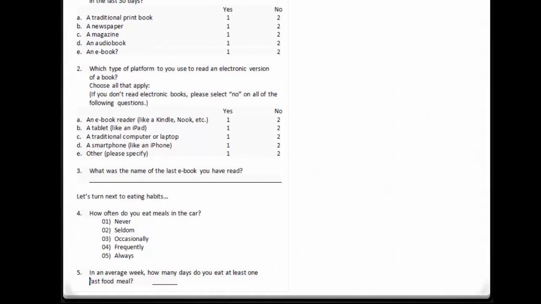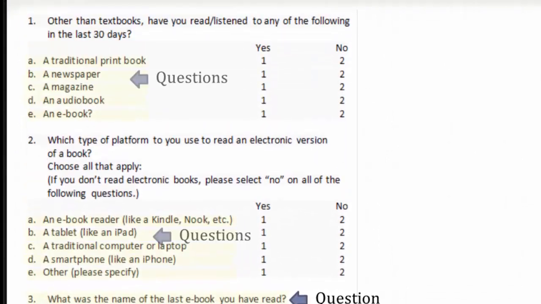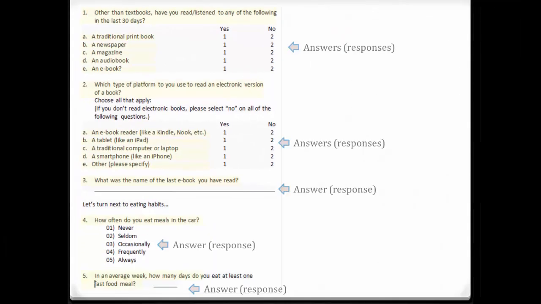This questionnaire has several questions, some set up as single questions and others that are multiple questions. Again, you see a question stem that leads into the multiple questions, and there are two examples of question stems here. Remember, we use the term variable as a shorthand way of identifying what the question is getting at. And then you have the answers or the responses for each question. In computer analysis terms, these are the values for each of the variables.